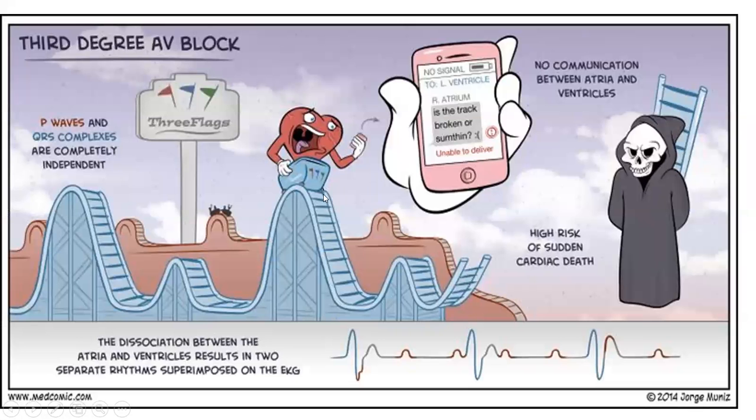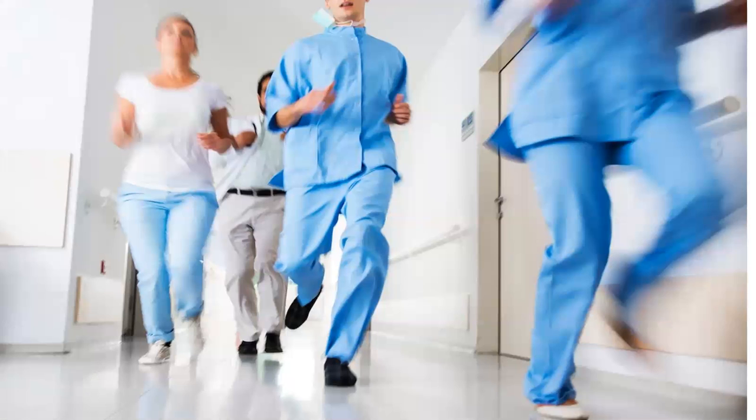And here on this one, when we get to that third degree, it's bad. The P waves and the QRS complexes are doing their own thing, and this patient is at great risk for sudden cardiac death. The reason being, you have no communication going on between the atria and the ventricles. At this time, this is when you will see staff running. This patient is coding.